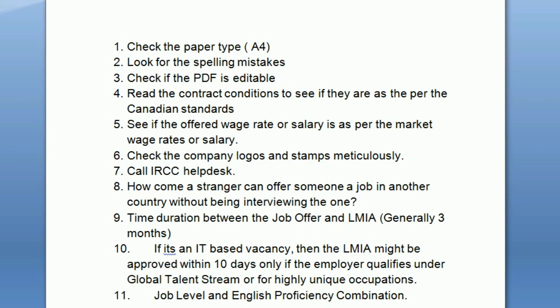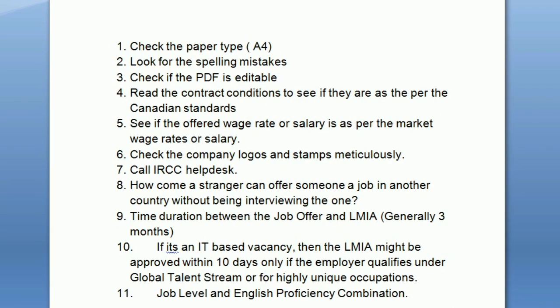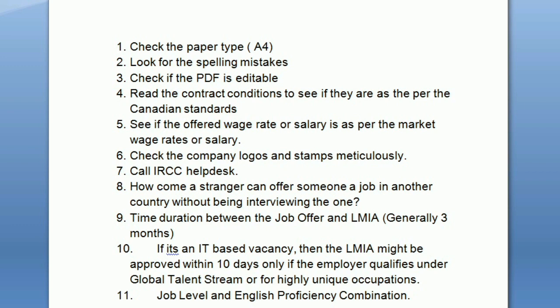Check the company logos and stamps meticulously. This is something pretty key. Whenever you receive a document, whether it's a job offer or an LMIA, check the logos clearly, whether someone has placed them purposely. If the PDF is in editable mode, then it is most likely that someone could have placed them. Sometimes the person is trying to fool you, they may place the wrong logos, or the logos could be in miserable shape. So you have to take the decision accordingly. The logos should be in proper form.